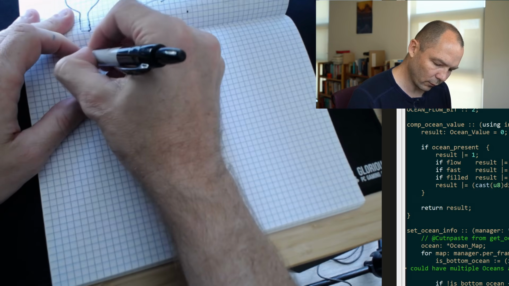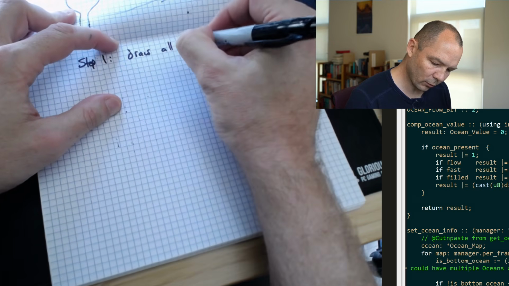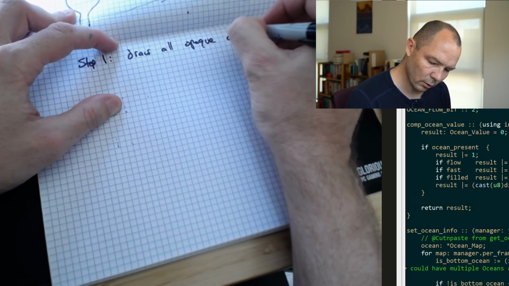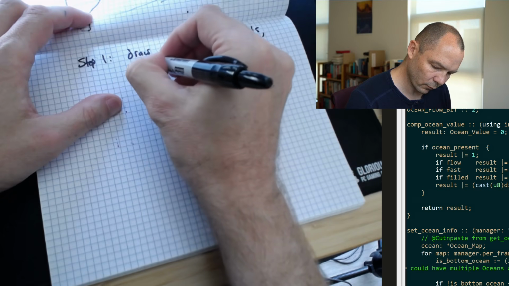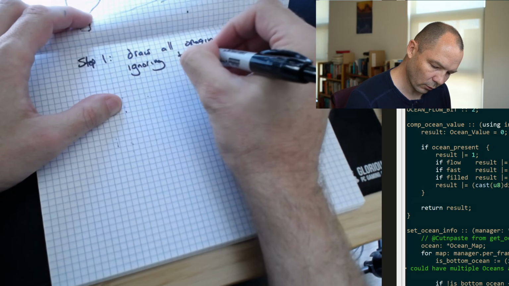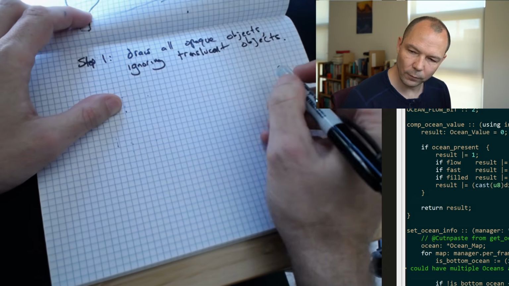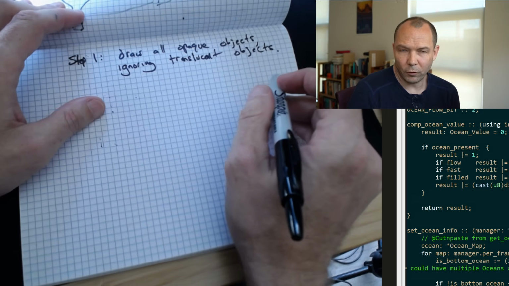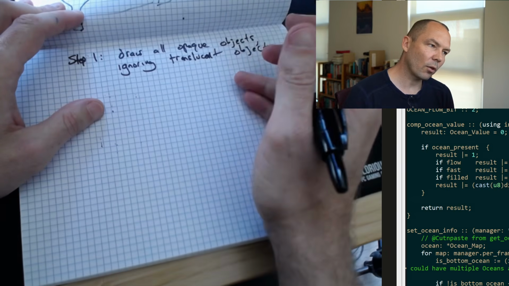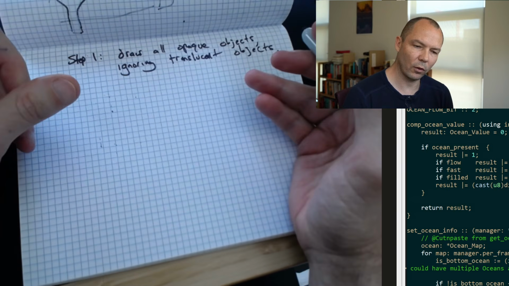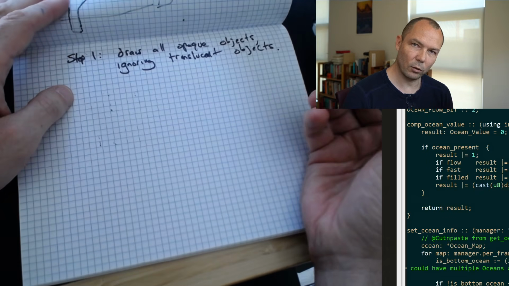Well, step 1, draw all opaque objects, ignoring translucent objects. Right? So drawing a scene full of opaque objects is easy. We already said how to do that. You z-buffer the whole scene. You get pixel by pixel correct sorting on surfaces. It looks great. You're done. If you had no translucent objects, you would do step 1 and you're done.